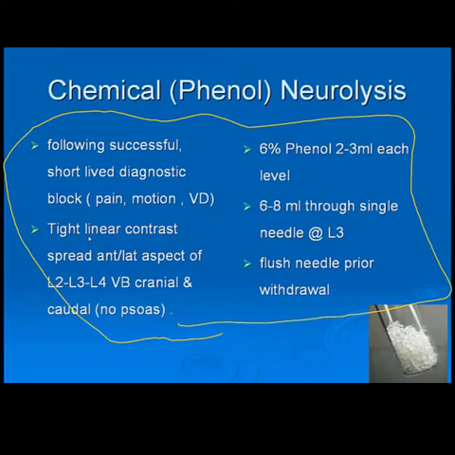You have to make sure before you do the chemical neurolysis that you have a tight linear contrast spread on the anterolateral aspect of the vertebral body, that you are outside the psoas muscle and not inside the blood vessel, and that there is no backflow into the vertebral foramen. We do the chemical neurolysis at L2, L3, L4 at the vertebral body, and make sure that there is no psoas spread. Mild cranial and caudal spread at the site of the injection is fine. Phenol 6% at 2 ml at each level is very sufficient. Don't go more than this.